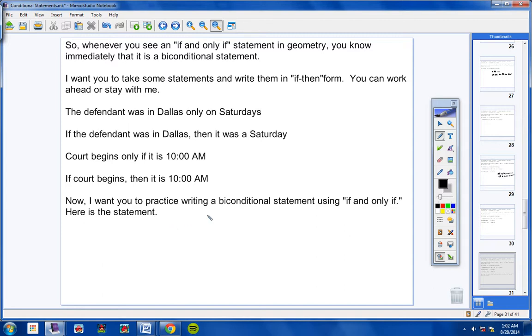Now, I want you to practice writing a biconditional statement using if and only if, okay? So I want you to practice this. Here's the statement. Please write this down. An equilateral triangle has three congruent angles. Now, I know you're thinking, oh, Mr. Earhart messed up. It's three congruent sides. No, an equilateral triangle also has three congruent angles. We'll get into that later. But for right now, just copy this statement down.